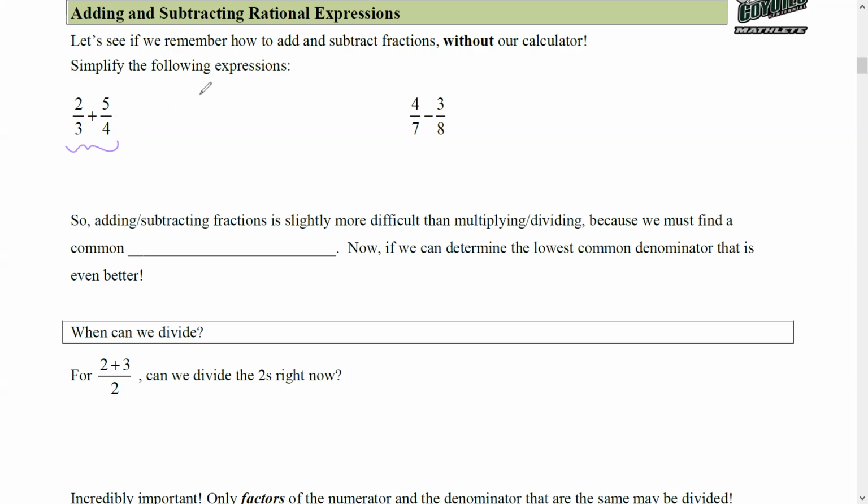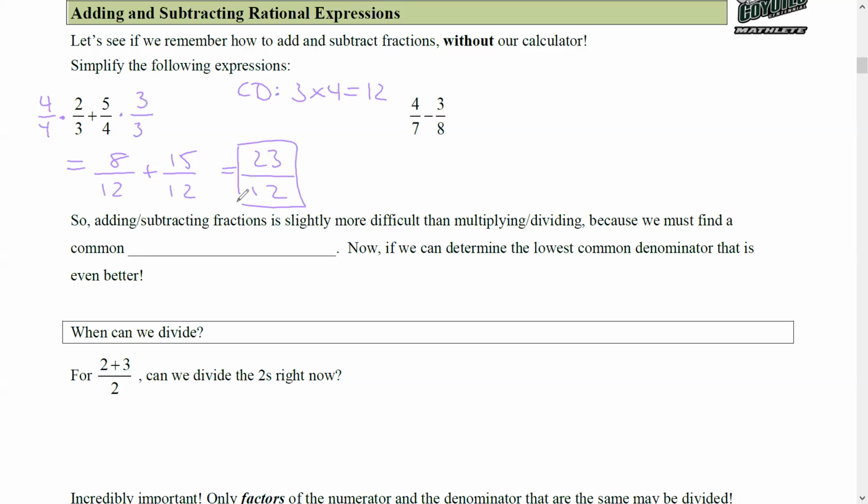Okay, I want to find a common denominator. The easiest way to find my common denominator is to multiply the two denominators together, and that gives us 12. What you're going to keep hearing me say, just like the last lesson, is that I'm going to multiply by one in a sneaky way. I'm going to multiply 2/3 by 4/4, which is really one, and I'm going to multiply 5/4 by 3/3, which is really one. That's 8/12 plus 15/12, which is 23/12.